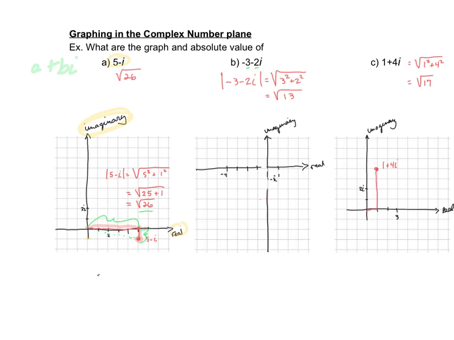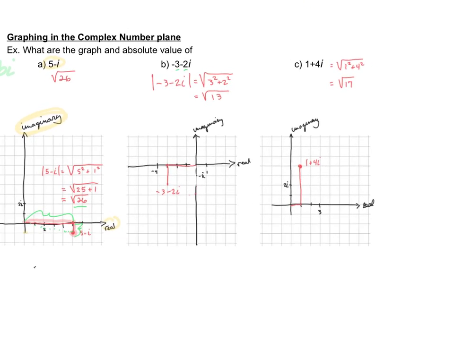Okay, I am going to go left 3 units. 1, 2, 3, and then I'm going to go down 2 units. So this is -3 - 2i. So I have 3 squared plus 2 squared, and the square root of that is the square root of 13.